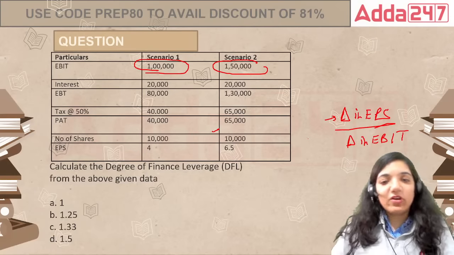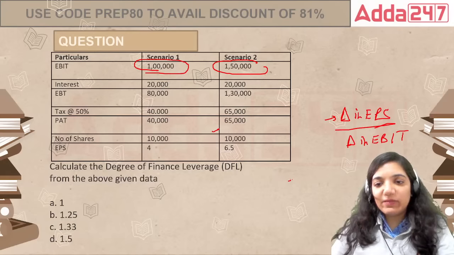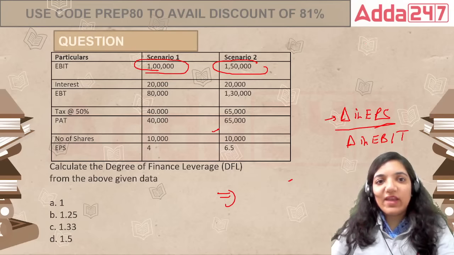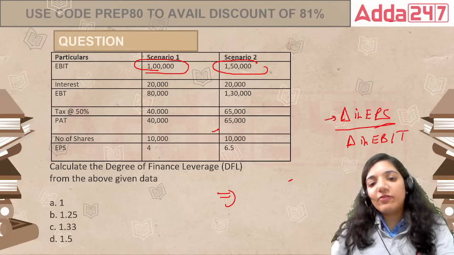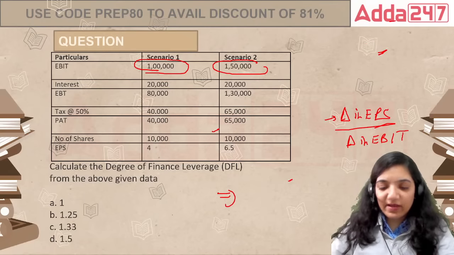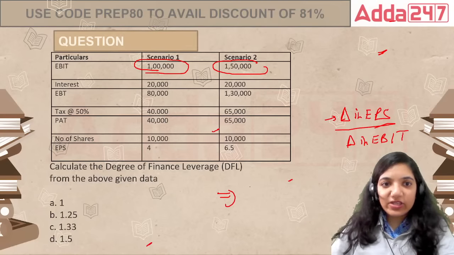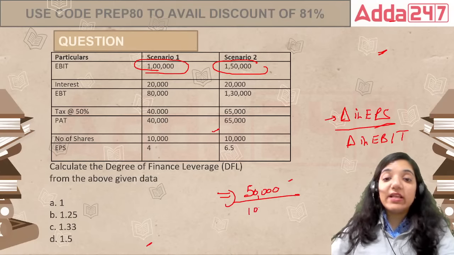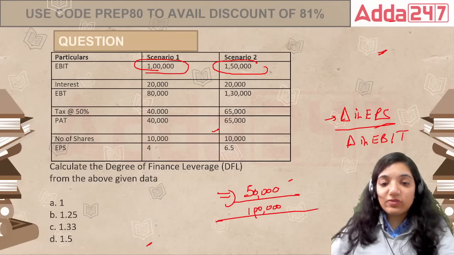Now moving on to this area, we have to find the change in EPS upon change in EBIT. What I can see is I have to find the EBIT first. EBIT was 1 lakh and 1 lakh 50. Solving it for you properly there. Look at the question there. We had change in EPS and change in EBIT. EBIT change is basically what? 50,000 increase divided by original.